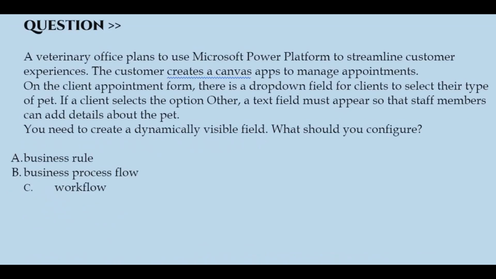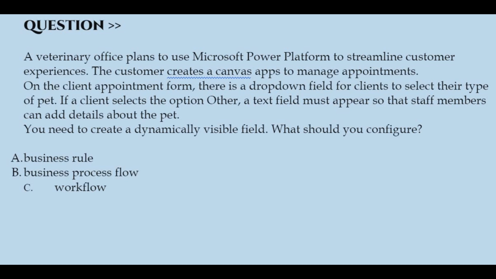Next. A veterinary office plans to use Microsoft Power Platform to streamline customer experiences. The customer creates a Canvas app to manage appointments. On the client appointment form, there is a drop-down field for client to select their type of pet. If a client selects the option other, a text field must appear so that staff members can add details about the pet. You need to create a dynamically visible field.